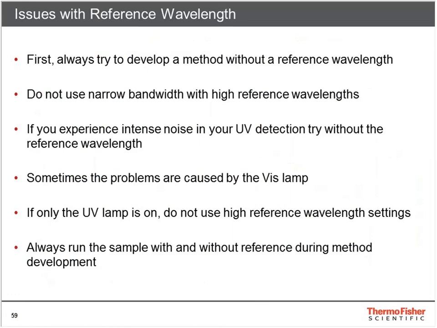First, always try to develop a method without the reference wavelength. Do not use a narrow bandwidth with high reference wavelength. If you experience intense noise in the UV detection, switch off the reference wavelength to see if the effect is caused by the reference wavelength. In case you observe effects caused by the UV or visible lamp, replace the visible lamp or use wavelengths where the visible lamp is not needed. If only the UV lamp is on, do not use high reference wavelength settings due to low intensity and high noise in this wavelength range. And most important, always run the sample with and without reference during the method development.